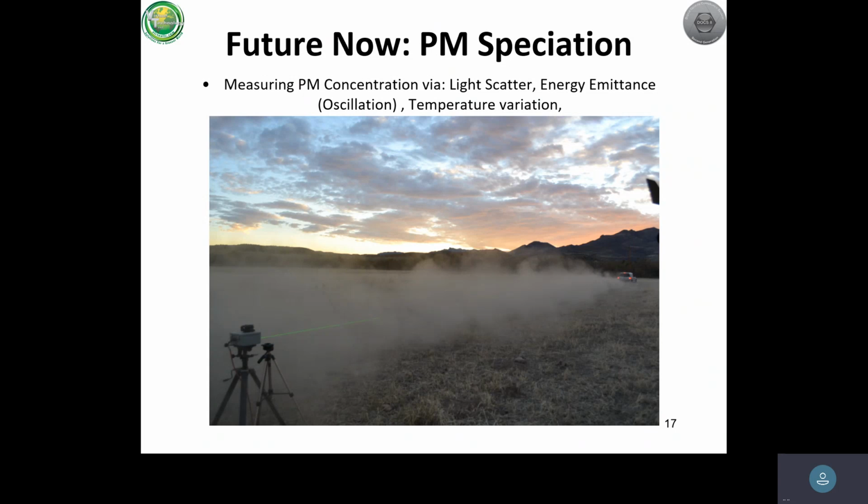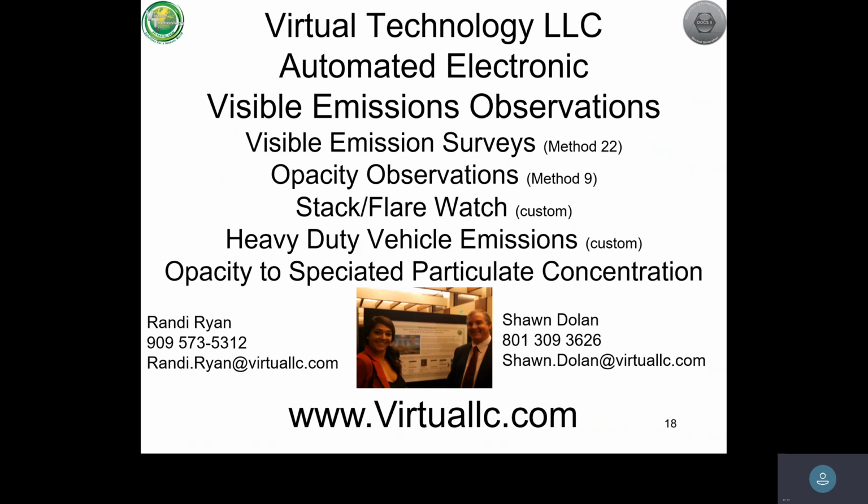And this is the next generation of the stuff. This is when we started doing the speciation out on my ranch in Arizona. This green laser here is what we're using as our backscatter technology to verify and validate that our opacity cameras are coming up with the right densities and the right concentrations of that dust in the various different sizes. So with that, we've made it to the end of the presentation.